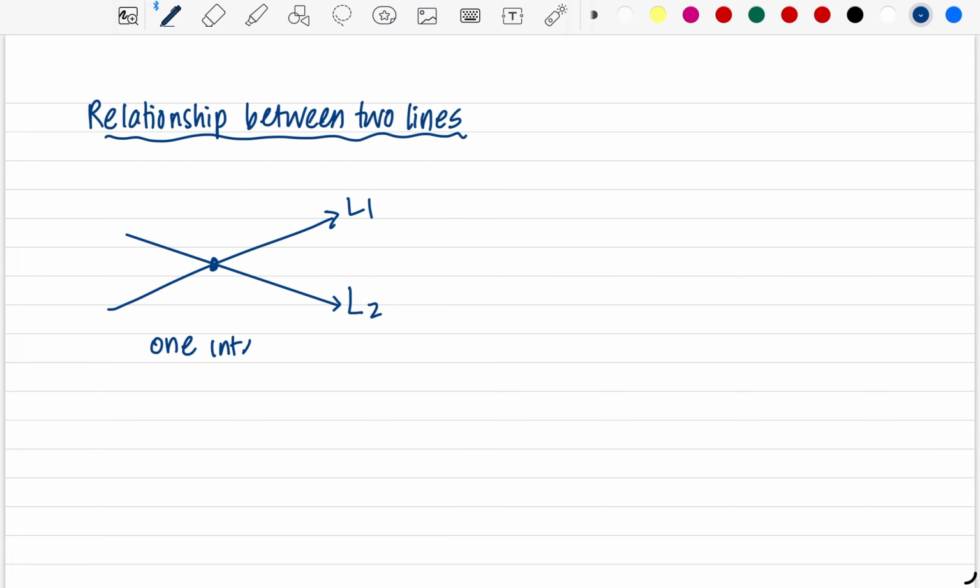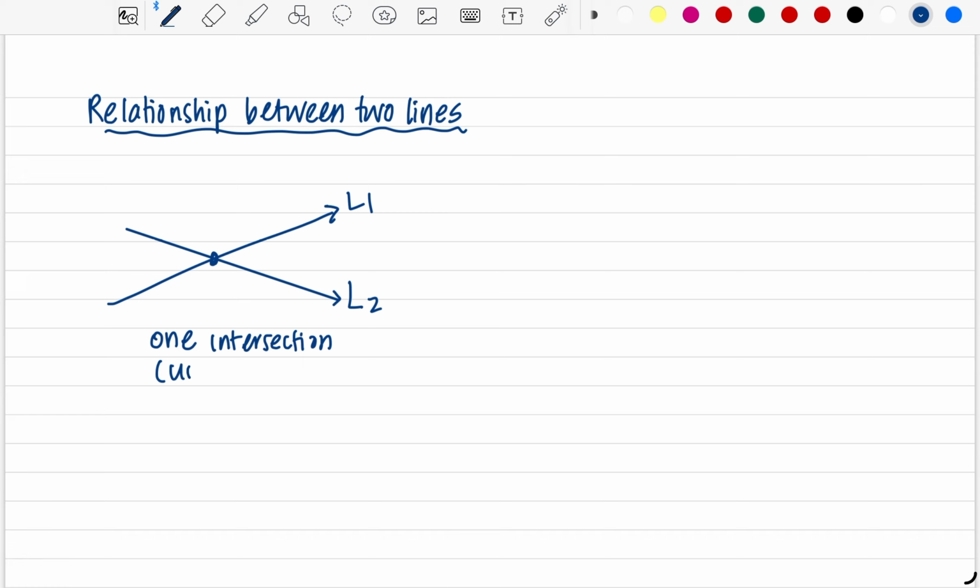One intersection, and the solution here is a unique solution, because lines meet at a point.